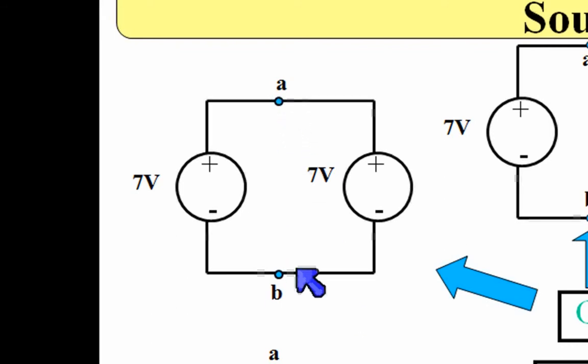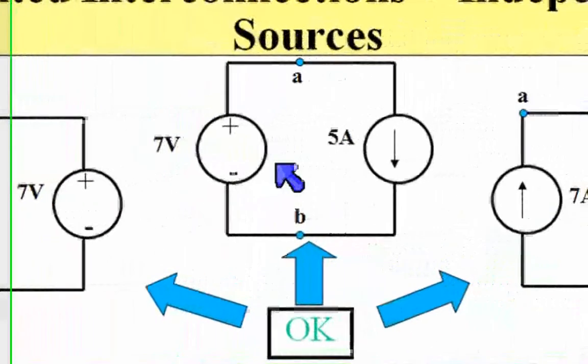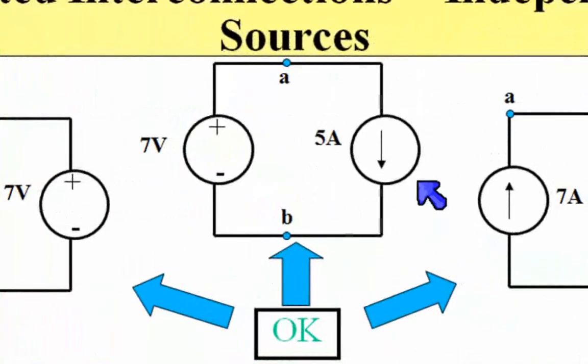Let's look at another possible configuration. Here's a 7-volt voltage source and a 5-amp current source connected together in a single loop. There's node A, there's node B. Is there any problem with that? I don't see a problem. It's just not an issue. I've got 7 volts dropped across my 5-amp source, and I've got 5 amps of current flowing through my 7-volt source. There's not a problem there.